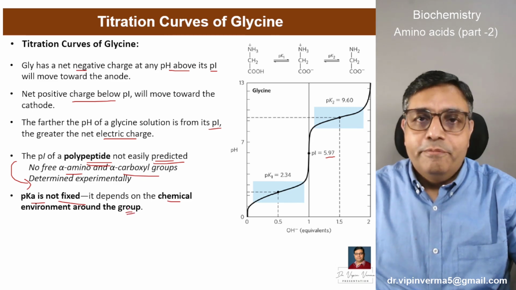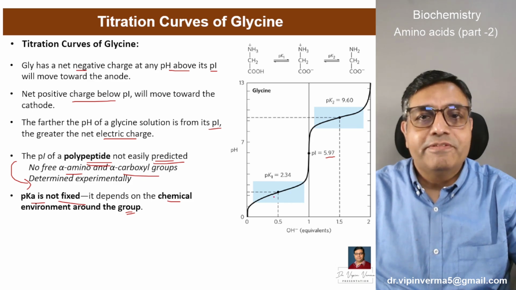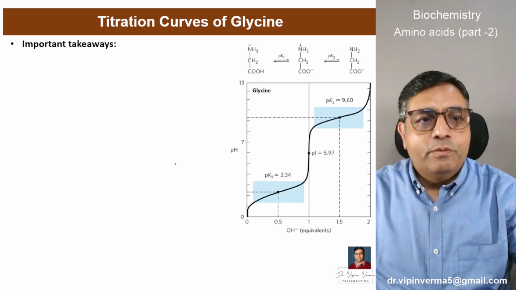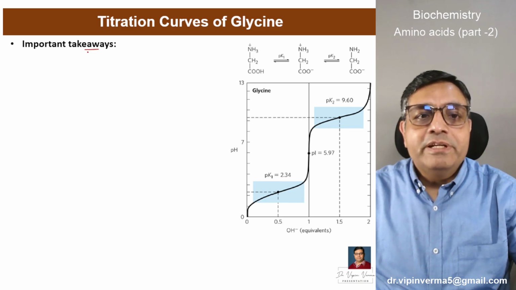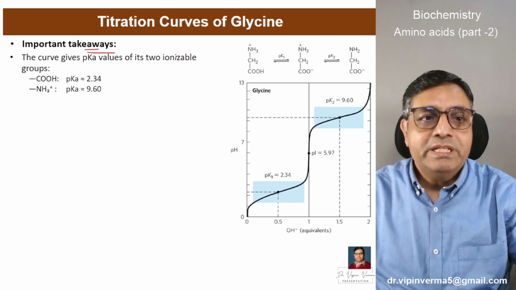Now you know that pK cannot be fixed here. You can see here in the case of glycine, the pK value is not fixed. It all depends whether we have more acidic environment or more basic environment, so it shifts. All right, now what are the important takeaways of this titration of the glycine? So let us see what are the important takeaways.